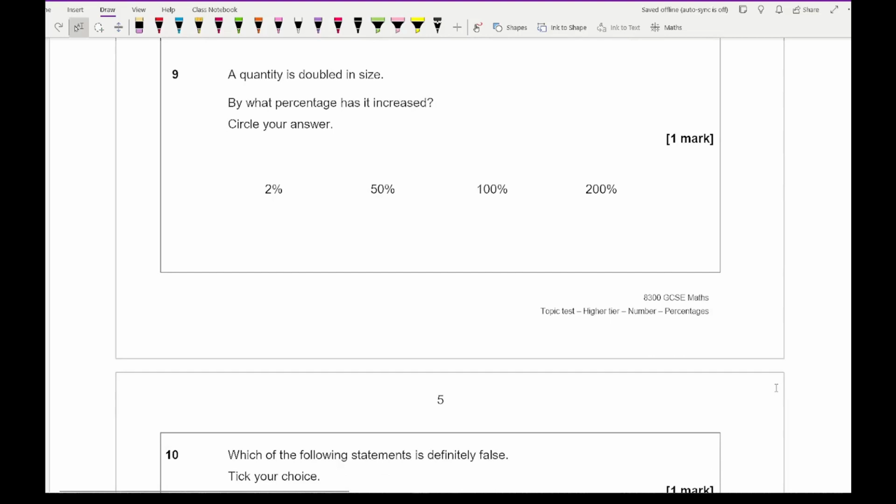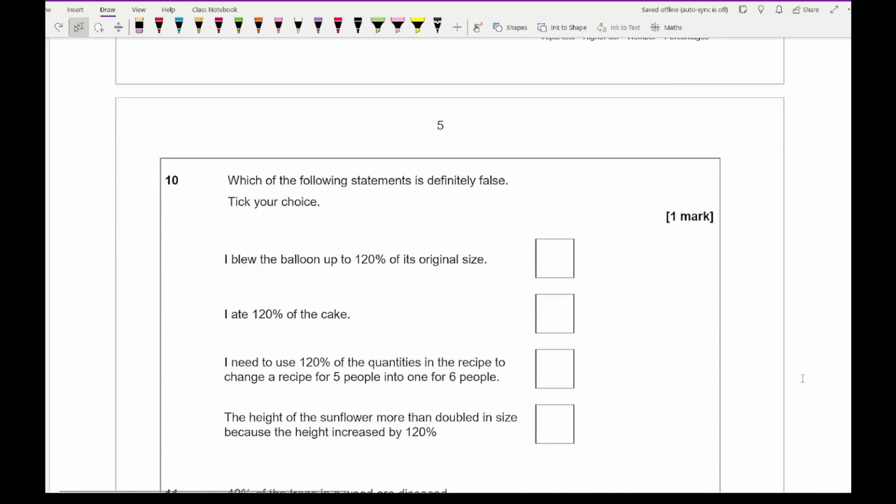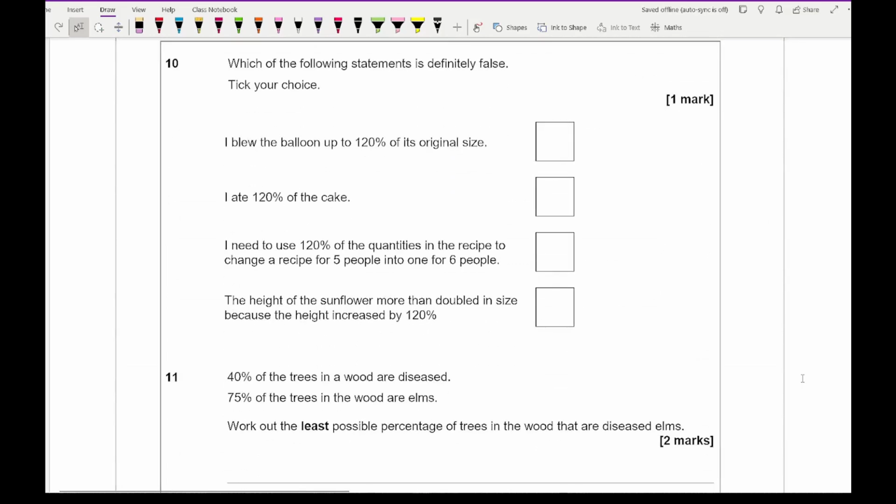Question 9, it says the quantity is doubled in size. By what percentage has it been increased? And it says circle your answer. Now the answer you want to circle then is 100, because you're doubling, so you're increasing by 100%. Moving on to question 10, it says which of the following statements is definitely false? Tick your answer. Now the correct answer is going to be that I ate 120% of a cake. Now that's going to be impossible because you can only eat 100% of a cake, but let me just quickly explain why the others aren't correct.